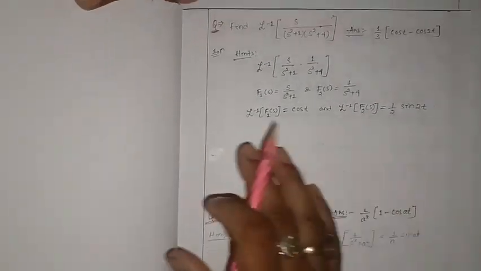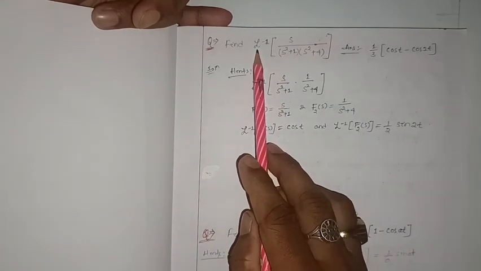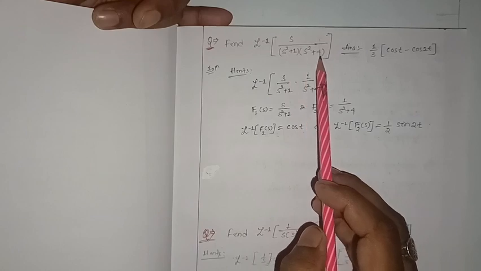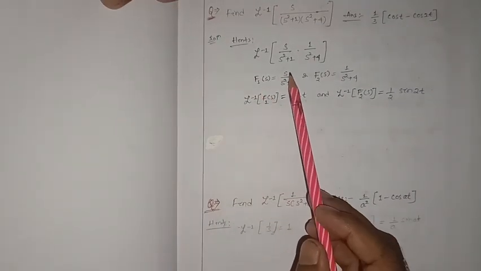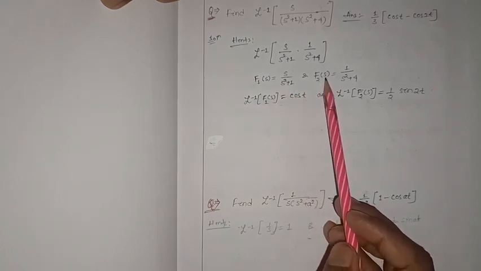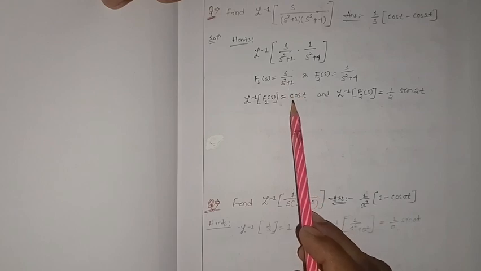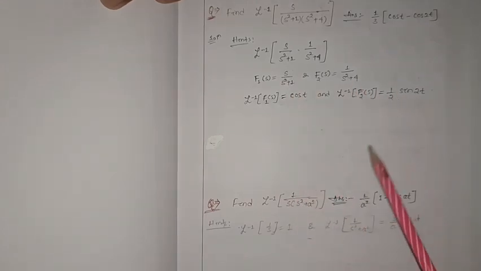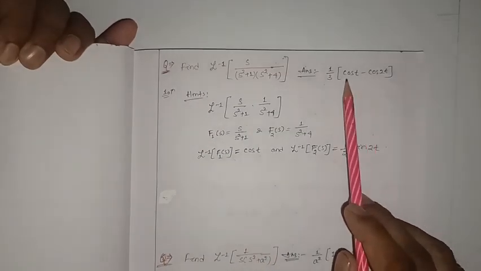Next question also I left for you and gave somewhat hints that inverse Laplace transform you have to find out for s by s square plus 1 into s square plus 4. Here capital F1s considered as s by s square plus 1, F2s 1 by s square plus 4, and inverse Laplace transform of this one is your cos t, inverse Laplace transform of this one is your 1 by 2 sin 2t. Then you have to apply the convolution theorem and you can find the answer.